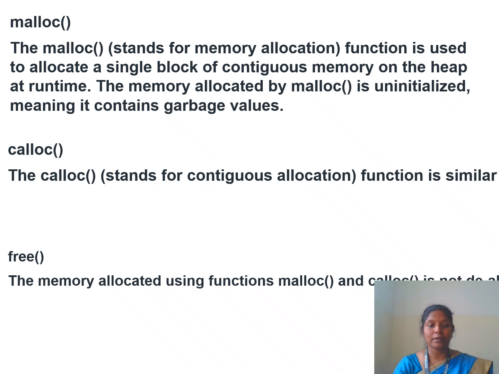Second function is calloc. Calloc stands for contiguous allocation. This function is similar to malloc, but it initializes the allocated memory to 0. It is used when you need memory with the default 0 value.